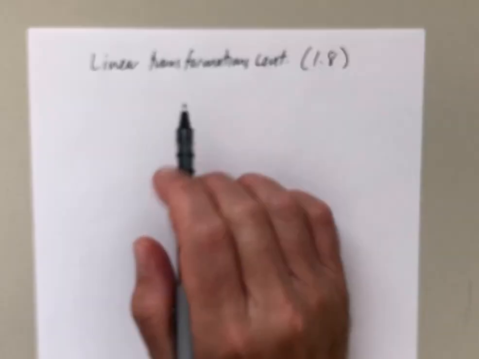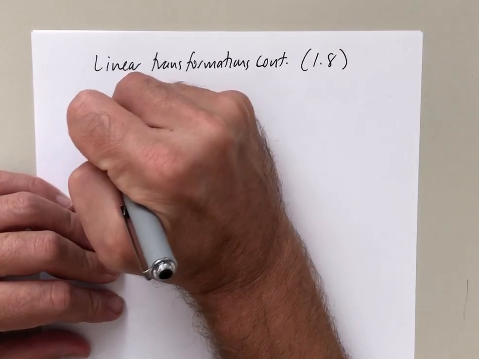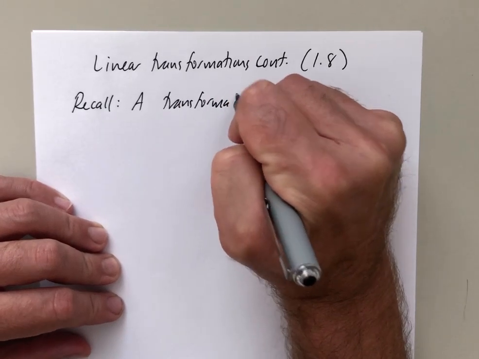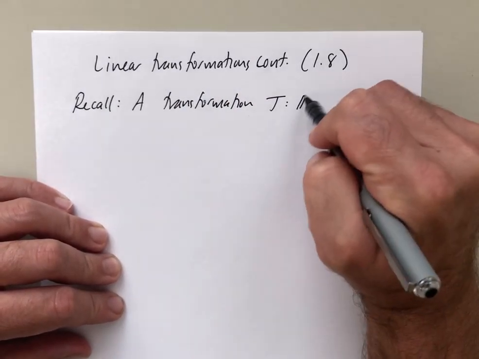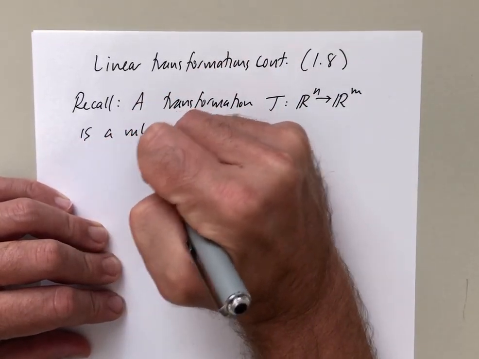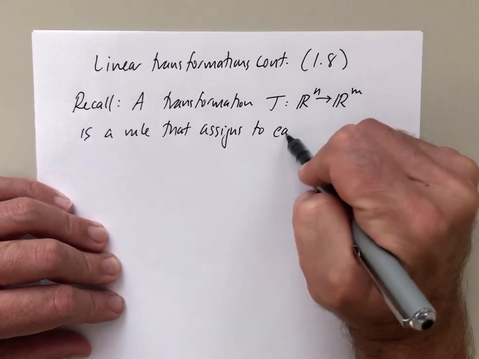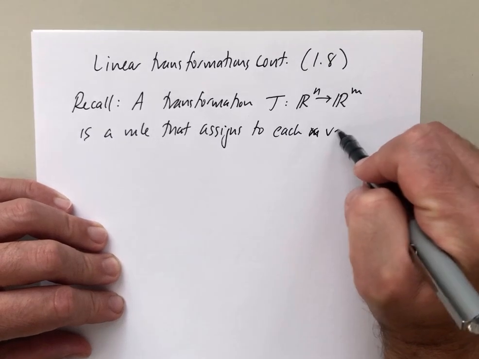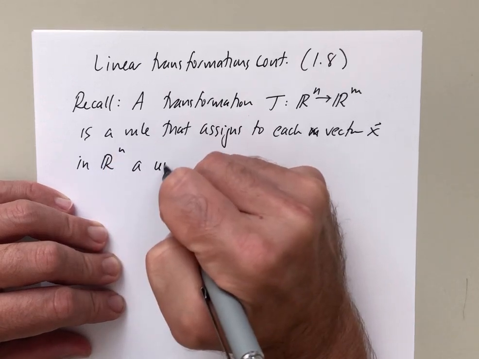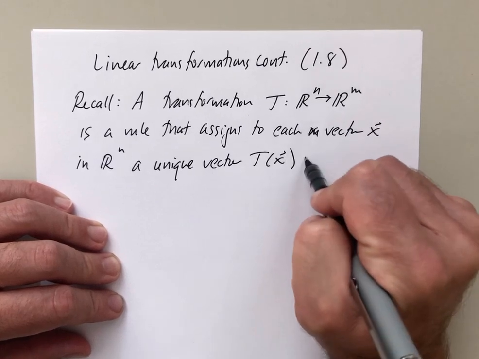Hello folks, today we'll continue our discussion of linear transformations, still material from 1.8. Let's recall from last time. The transformation, so just a plain old transformation, I'll write it T goes from Rn to Rm. It's just a rule that assigns to each vector x, let's say in Rn, a unique vector, say T of x in Rm.